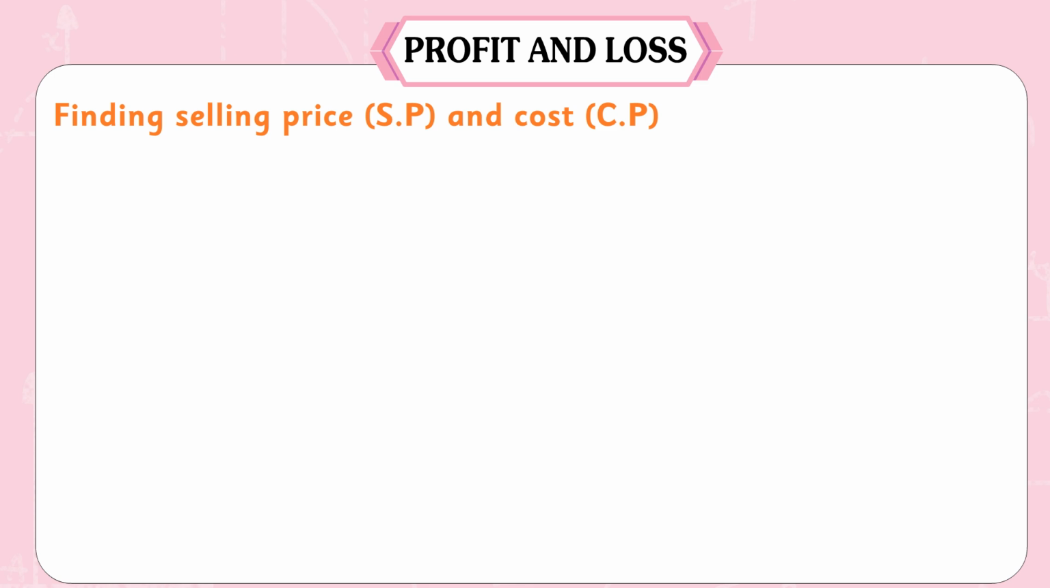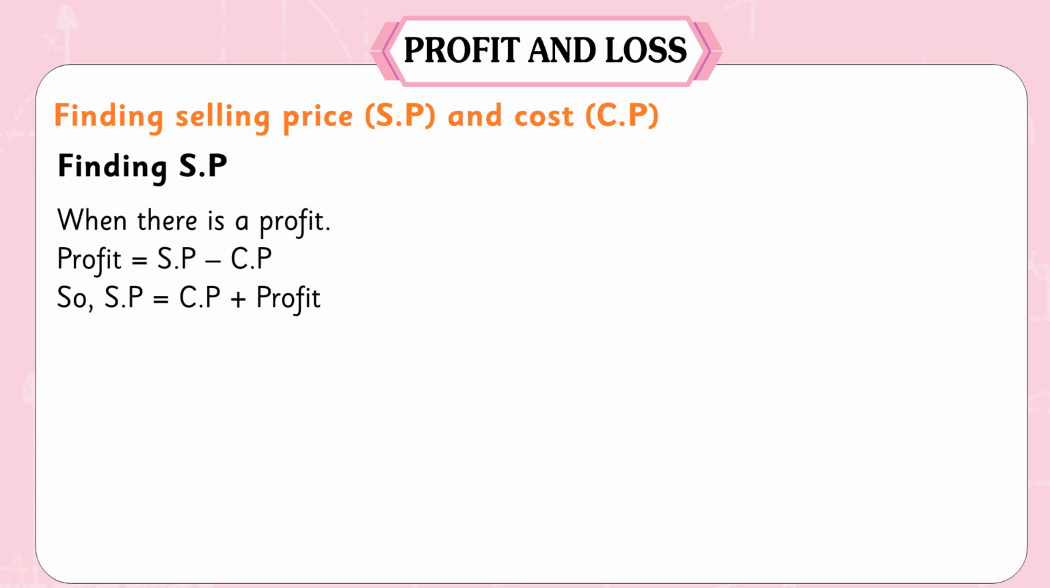Finding selling price SP and cost price CP. Finding SP. When there is a profit. Profit is equal to SP minus CP.